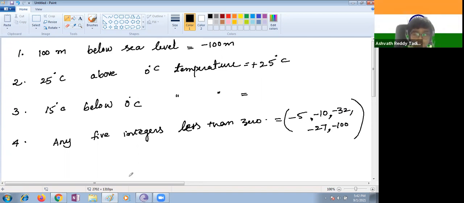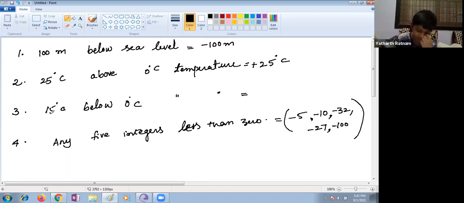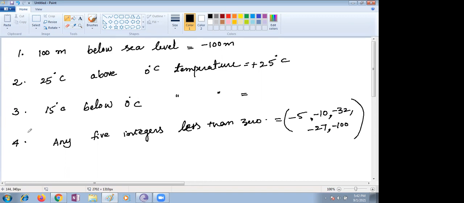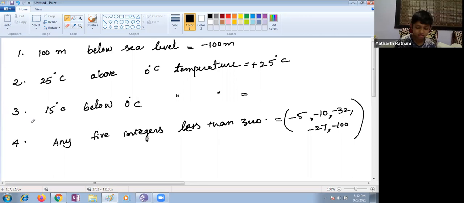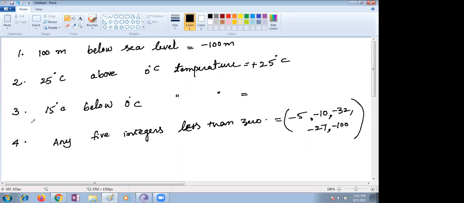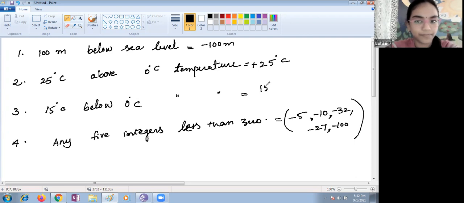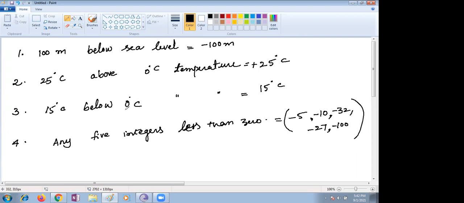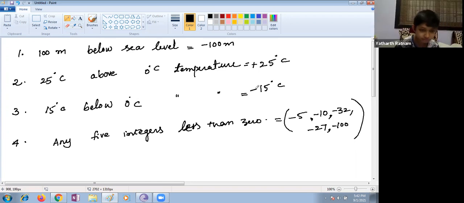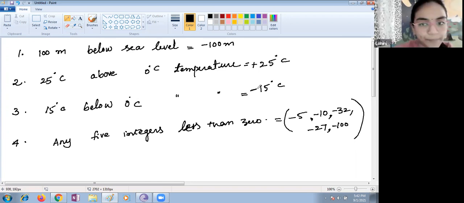Very good. Now they are not responding. Those who are not responding, I'll call their parents. Lohini, please, 15 degrees Celsius below zero. Ma'am, it is minus 15 degrees. Very good. No need to mention positive because below means what? Negative. Very good, that's very important.